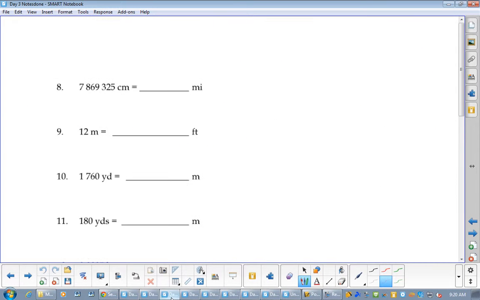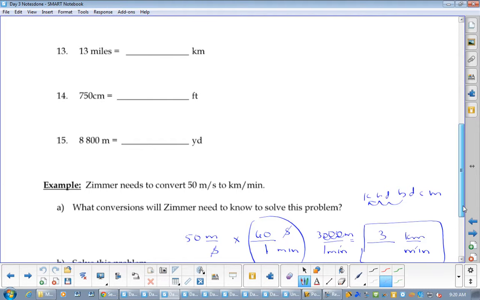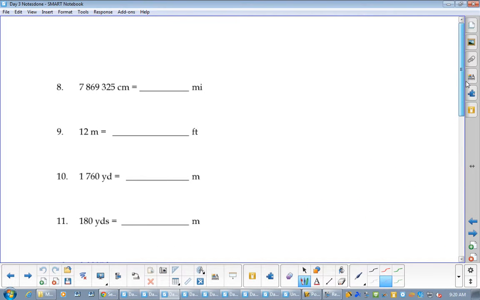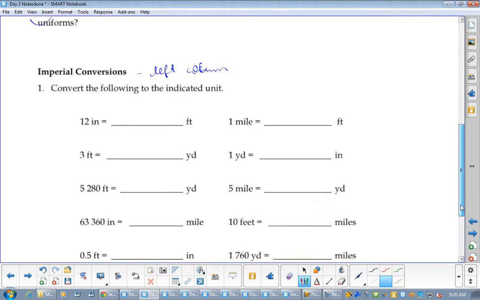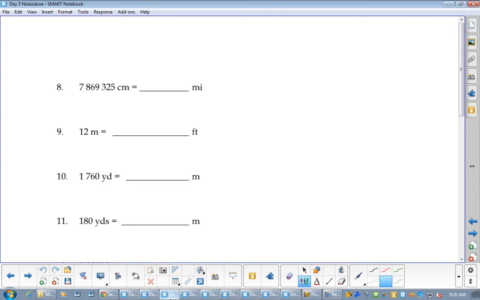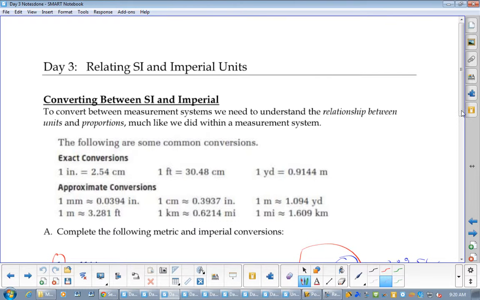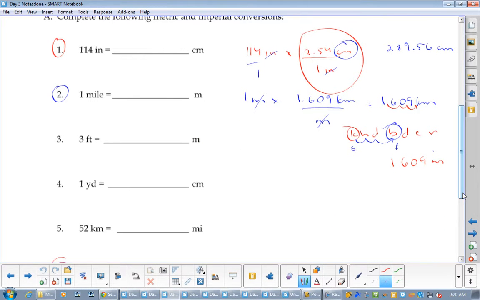Which one am I on here? It's a good question. Because that was the assignment. It moved on me. Oh, there you are. So that would be 289.56 centimeters.